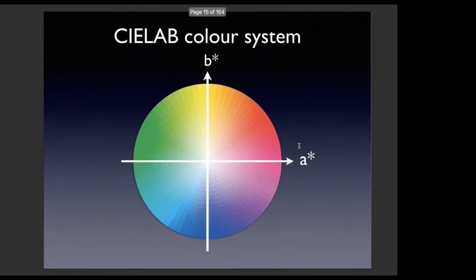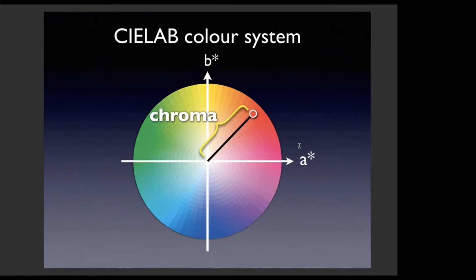Next slide, please. When you look at the CIELAB space from the top view, you can see something like this. You see two axes. The horizontal axis is called a*, which represents reddish to greenish. The vertical axis is b*, representing yellowish to bluish. Next slide, please. If you have a color located here, next slide, please.